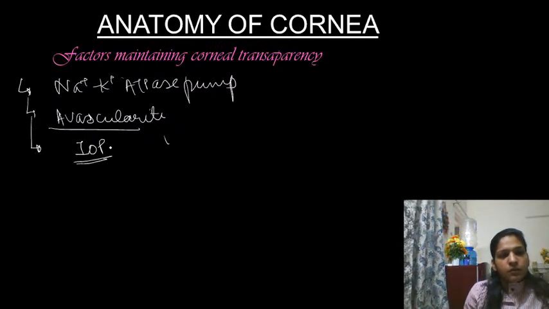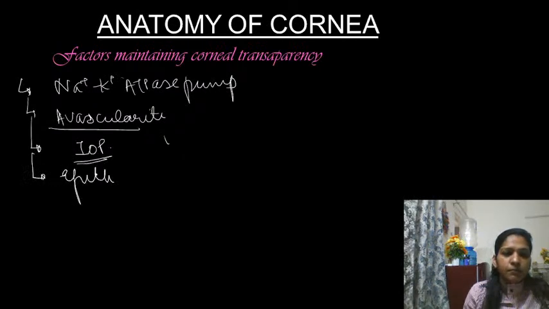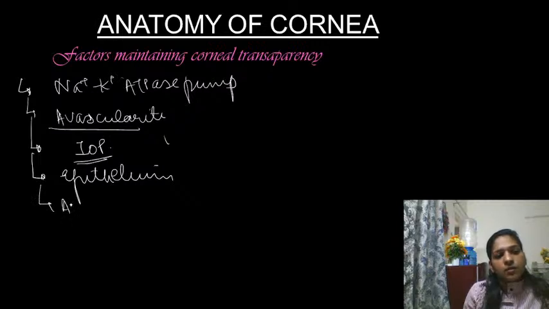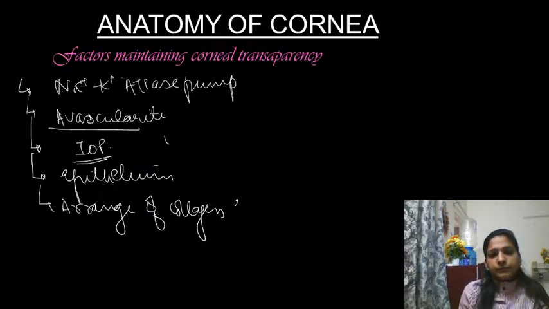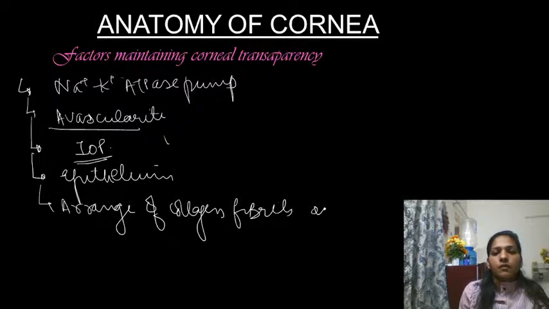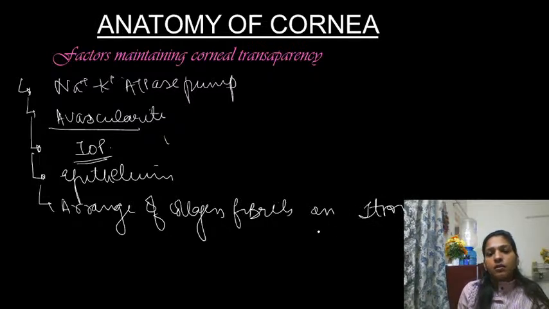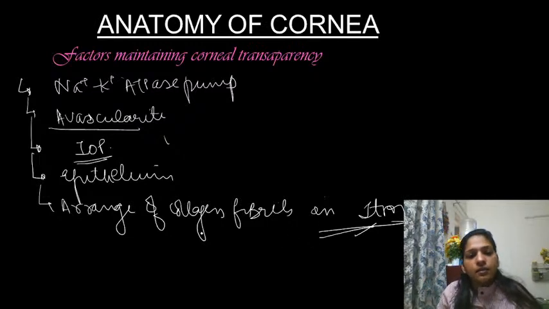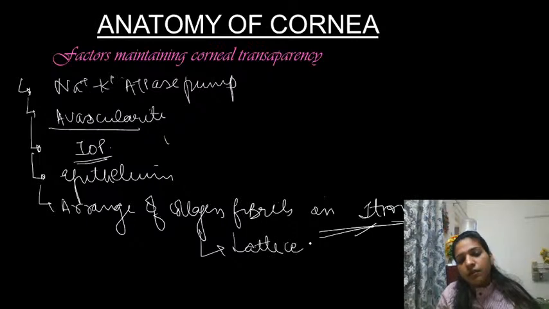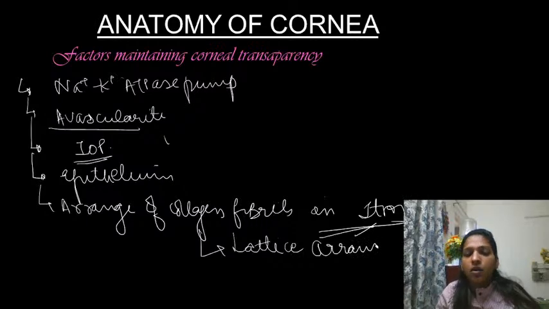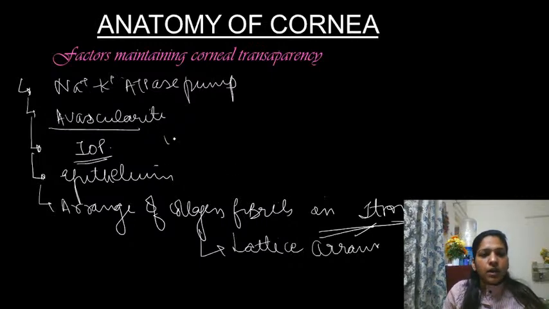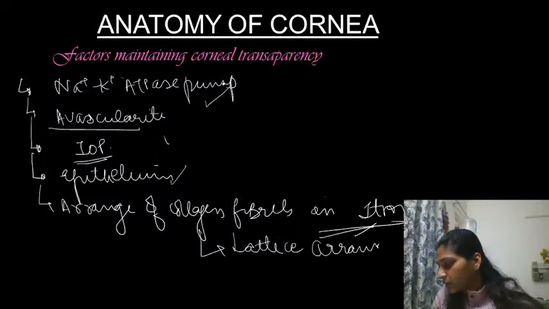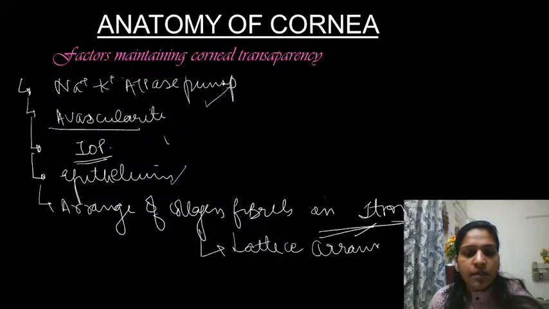IOP. Okay. And epithelium, arrangement of collagen fibrils in stroma, okay. So all these factors help the cornea maintain its transparency. Yes, it is the lattice arrangement in the stroma. The lattice arrangement of collagen fibrils in the stroma helps to maintain corneal transparency, okay. Avascularity, epithelium and sodium potassium ATPase pump, all these factors help the cornea maintain its transparency, okay.